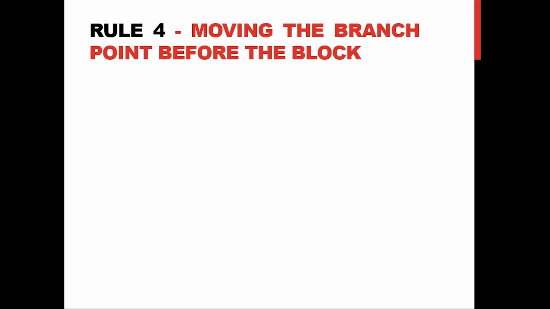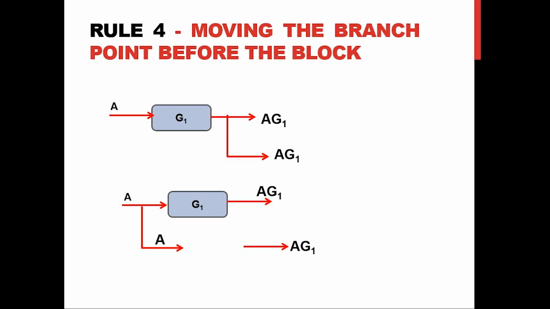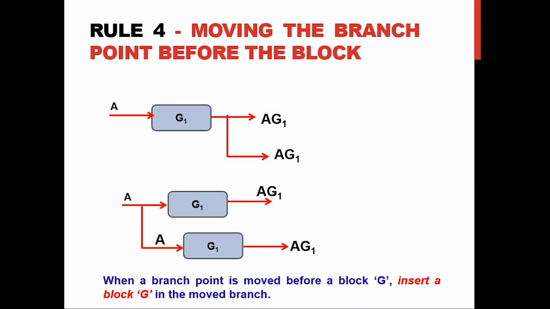Rule number 4, moving the branch point before the block, just opposite to rule number 3. We have a block called G1 whose input is A, and we have a branch point here. The output we have here is AG1. Now with the same block G1 we have the same input A and the output AG1. Now this branch point should be moved before the block. When we move it before the block, what we have here is only A, but what the branch point earlier had is A into G1. So to achieve the same output, we should add a block whose value is equal to G1. The inference from rule 4 is that when a branch point is moved before a block called G, insert a block G in the moved branch.